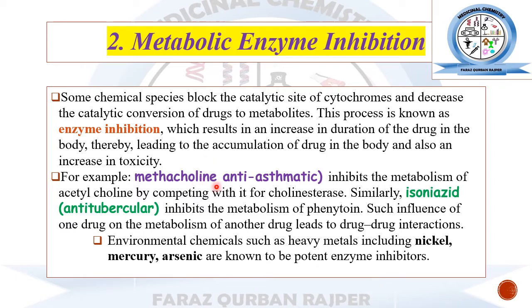For example, methacholine, which is one of the antihistaminic drugs, inhibits the metabolism of acetylcholine. Why? Because they are both competing for the enzyme cholinesterase. Similarly, isoniazid, the anti-TB drug, inhibits the metabolism of phenytoin. So if these two drugs are given in parallel, isoniazid will ultimately inhibit the metabolism of phenytoin because of competing for the same enzyme for their metabolism. Such influence of one drug on the metabolism of another drug may lead to drug-drug interactions.